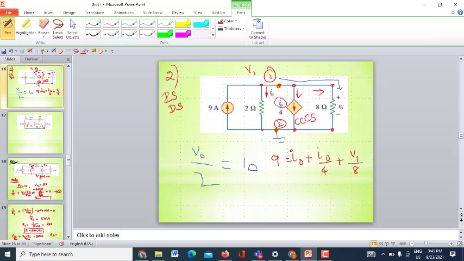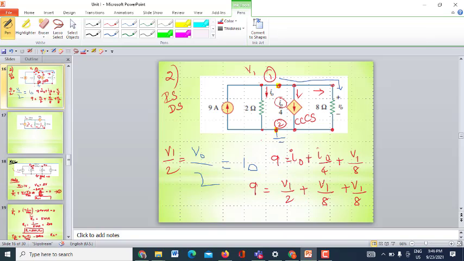So I can say V0 by 2 is also equal to V1 by 2. I0 is nothing but V0 by 2, V1 by 2. So how will I write? 9 is equal to I0, which is V1 by 2, plus V1 by 8 plus V1 by 8.